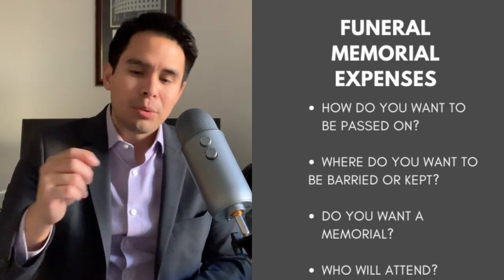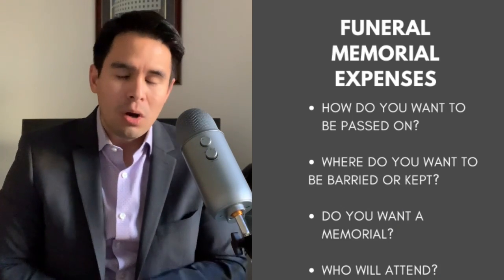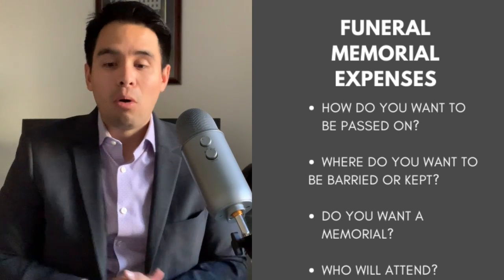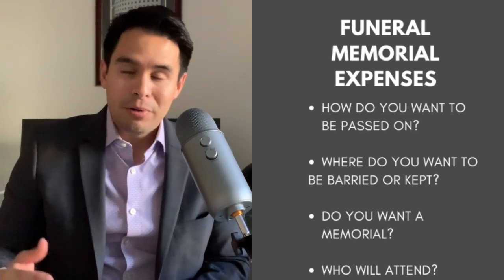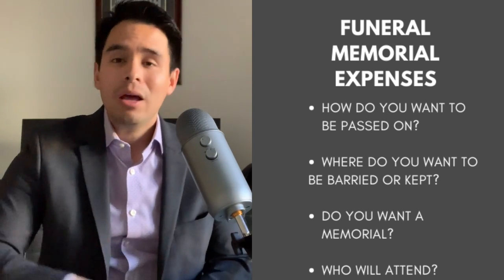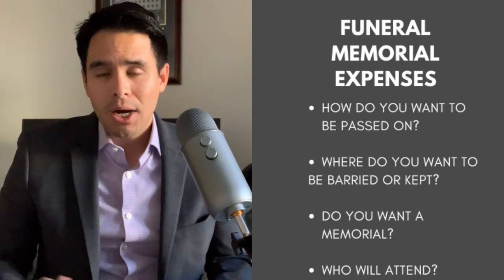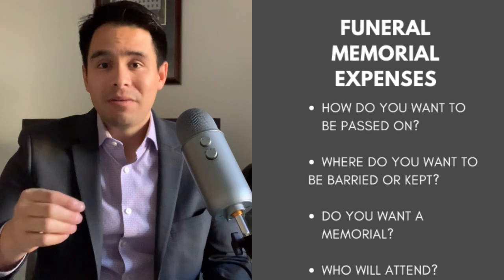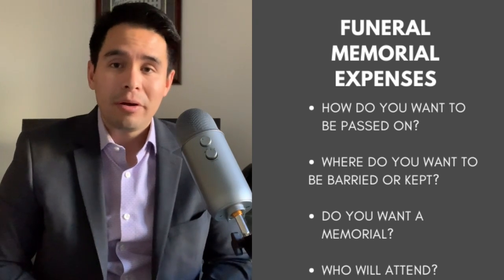So let me start with the first one. The first thing you want to write down and make a checklist for your loved ones is funeral and memorial expenses. During this period, it's going to be tough. So share with your family: how do you want to be passed on? Buried, cremated, what are your thoughts? Share that with them. If you want to be buried, where do you want to be buried? Is there a specific cemetery or location?